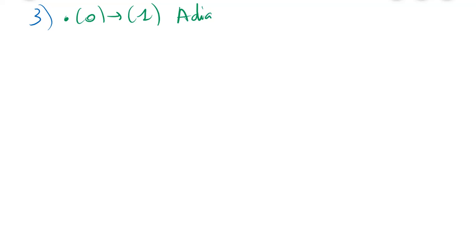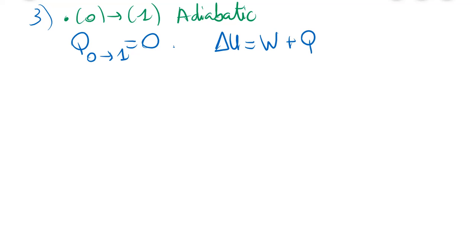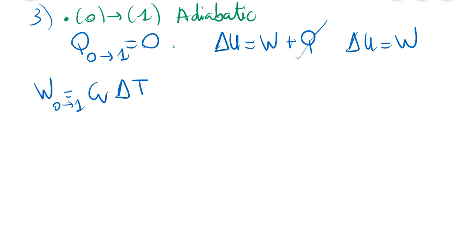First was an adiabatic. For an adiabatic transformation, the heat is equal to 0, as you know, always. So if I apply the first law of thermodynamics, delta U equal to work plus heat, then as the heat is 0, I have finally just delta U that is equal to the work. So I just need to express the work, and then that's it. The work for an adiabatic transformation is CV delta T, by definition.